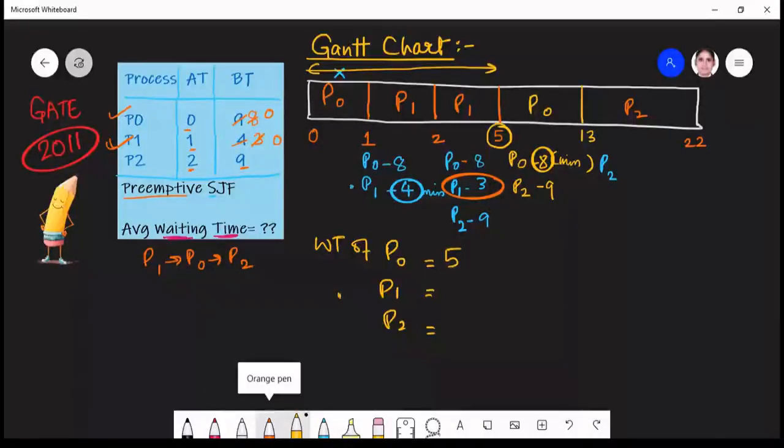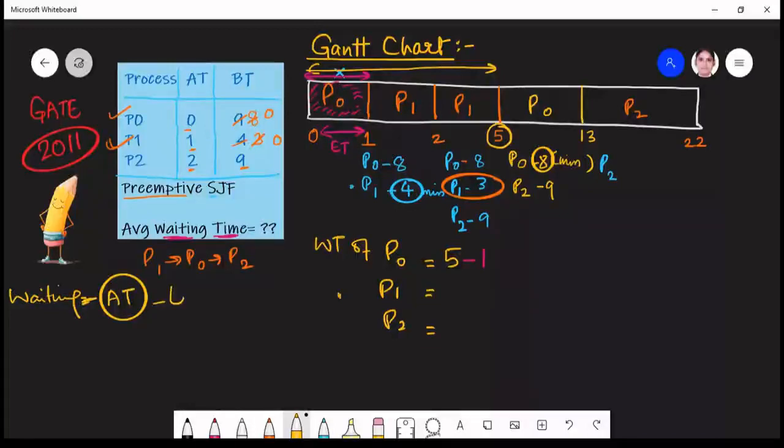But you can also see that this process was executing but not waiting. For this interval, P0 is executing but not waiting. So this time is going to be subtracted, because it is not the waiting time but the execution time. Whenever you find the waiting time, be careful: from the waiting time according to the Gantt chart, you have to subtract the arrival time and also the execution time. So 5 minus 1 minus 0 is 4.